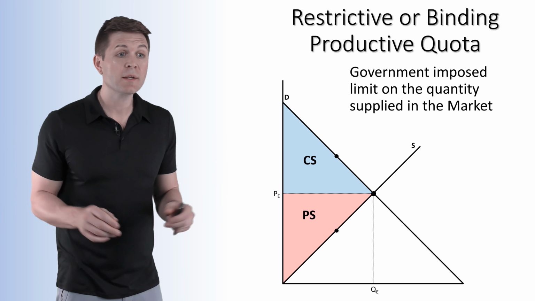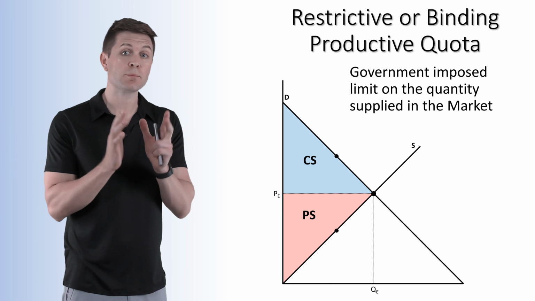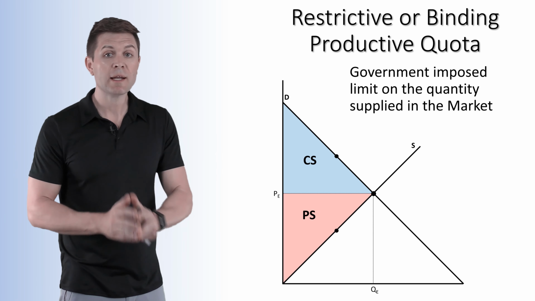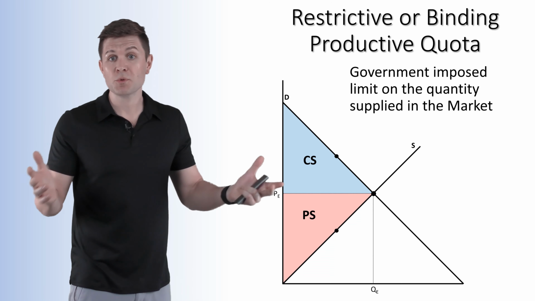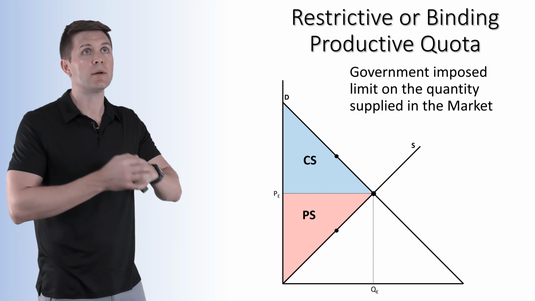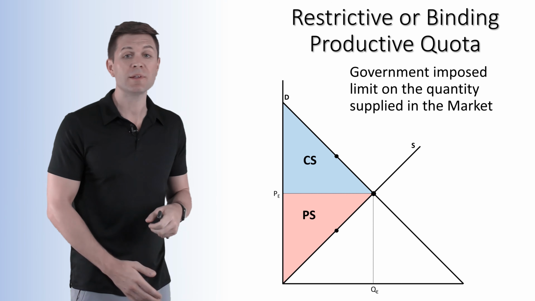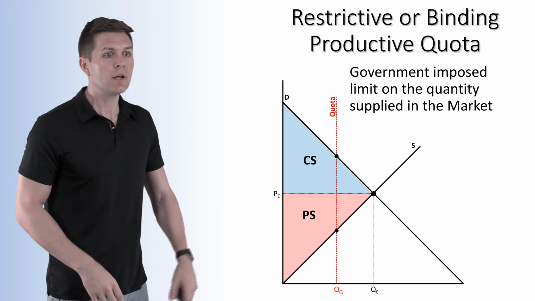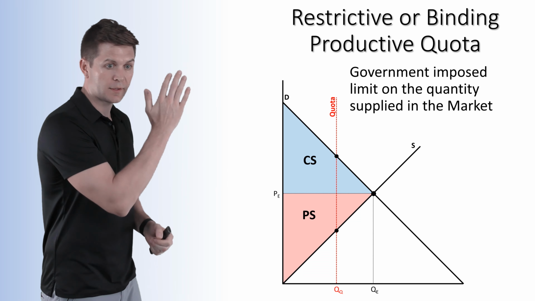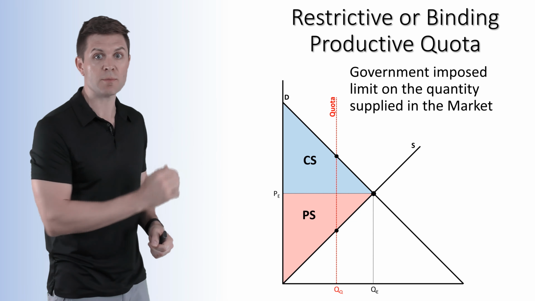Now the last model we need to cover is a restrictive or binding production quota. This is when the government comes in and says, for some reason or another, maybe pollution, maybe just preserving resources, you can only produce X amount of goods. You cannot produce beyond that. So they're going to draw a line. They're going to say this quantity is as much as the market can produce. So in this case, QQ is our quota. We can't produce anything beyond that.